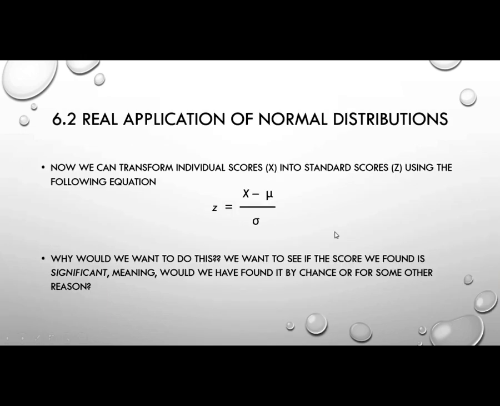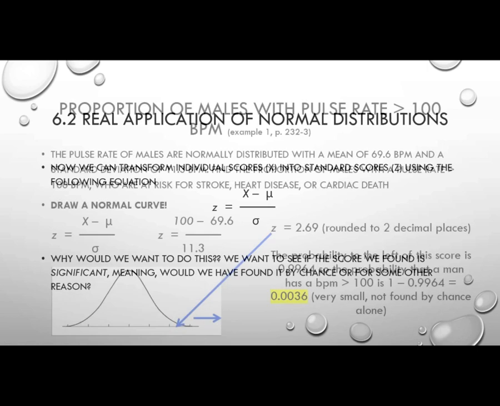Okay, so now here's the z-score formula. We can now transform individual scores, these x scores, into standard scores, z's, by using this equation. So what do we have here? We have the score minus the population mean, which is a parameter, divided by the standard deviation of the population. Why would we want to do this? We want to see if the score we found is significant, meaning would we have found it by chance or for some other reason? We're going to talk more about that in the following chapter as well.